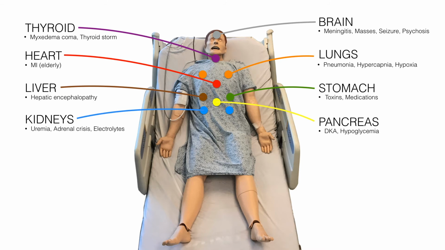Additionally, the adrenal glands are right there, so you want to think about adrenal crisis and maybe giving the patient hydrocortisone. And then we have the bladder. Here we are thinking about UTIs, so checking a urinalysis and getting a culture is important.